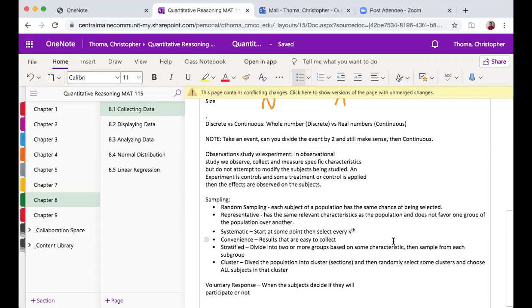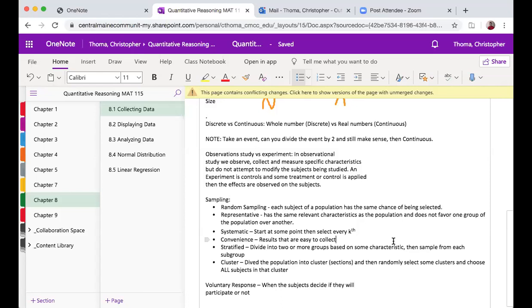Cluster is I divide the population into groups, and then I randomly select some of the clusters to talk to, but I talk to everybody in that cluster. So say I break the population down by age groups. People in their 20s, 30s, 40s, 50s, 60s, 70s, 80s, 90s. Right, so now I've taken the population and broken them down into these clusters. And then I am going to pick everyone in their 30s and everyone in their 50s and everyone in their 70s. And as long as I talk to everyone in that subgroup, then that is clustering.